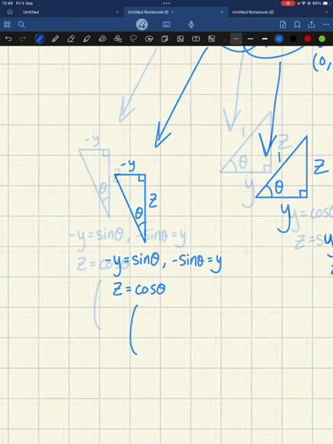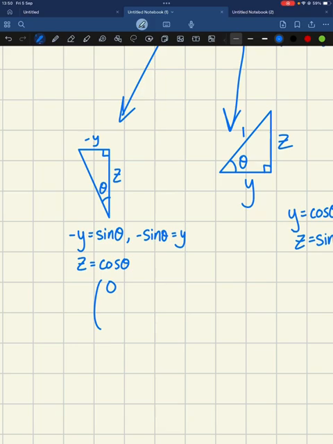So x is going to be 0 because, like we said, we're on the y and z axis. The y coordinate is going to be minus sine theta, and the z is going to be cos theta.